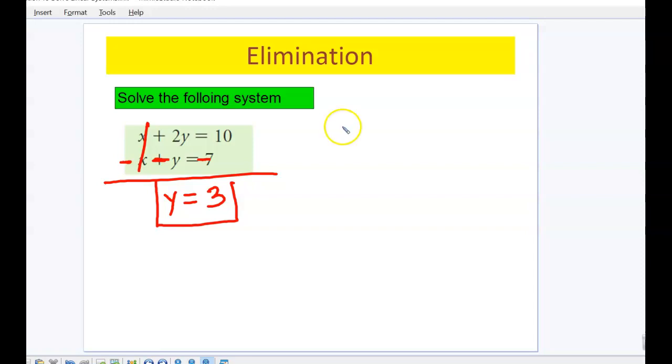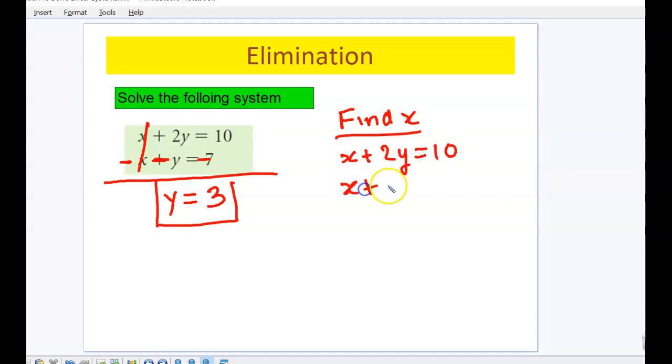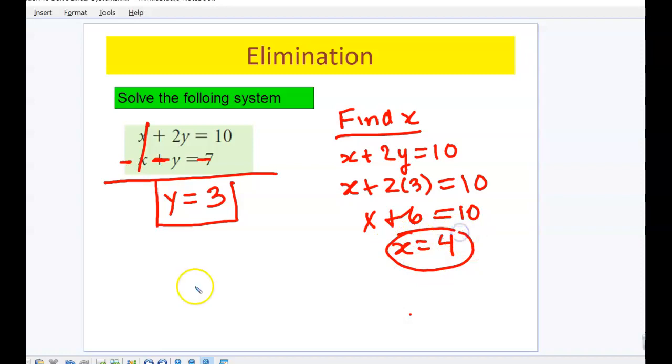To find the next coordinate, to find x, we can use either of our initial equations. So our first equation, x plus 2y equals 10. And then I'm going to substitute 3 in for y. So I get x plus 6 is equal to 10. If I subtract 6, I get x is equal to 4. So my solution would be the point (4, 3).